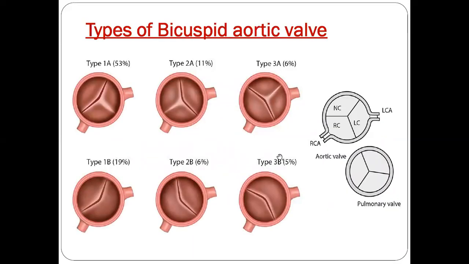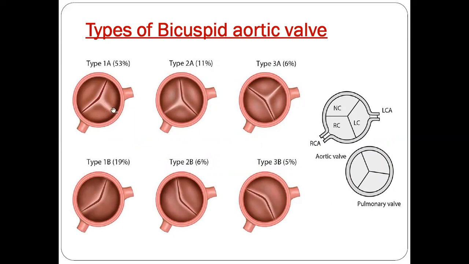Basically, the bicuspid aortic valve was divided into three types, that is type 1, 2, and also 3. And these are again further divided into A and also B. These are further categorized into A and B on the presence or absence of raphe. All the A category of type 1, 2, 3 have the raphe, and absence of raphe are being kept under type B.